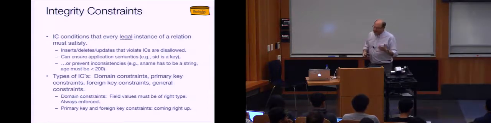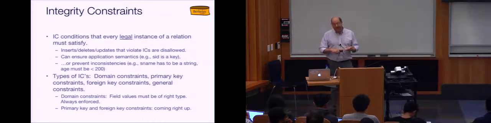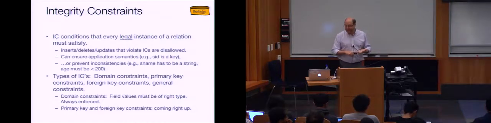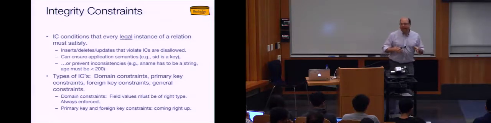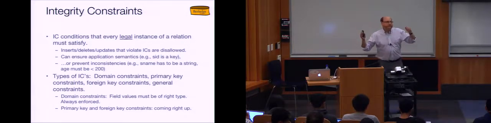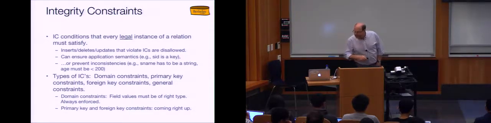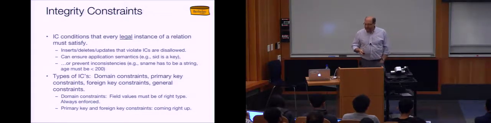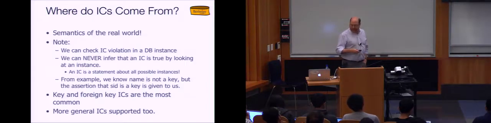Right? So, domain constraints. Primary key constraints we'll talk about. Foreign key constraints, a little more advanced, we'll talk about those. And just general constraints, we'll look at some. Okay? So domain constraints you've already done. Those are fields have to be of the right type, so that's just a type definition. And we'll do primary keys and foreign keys in a second.